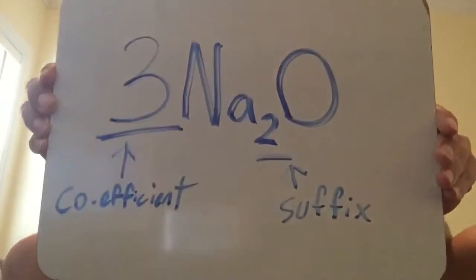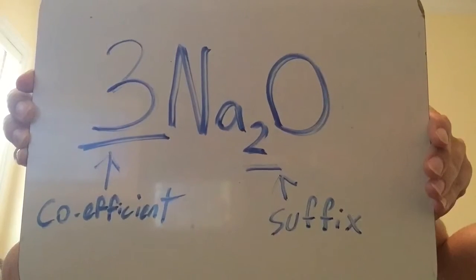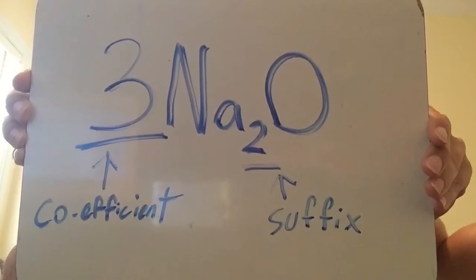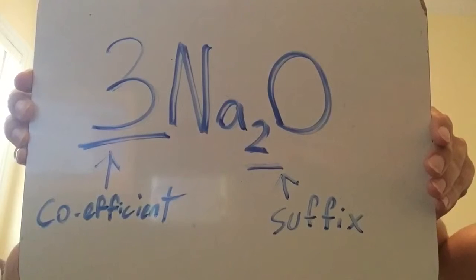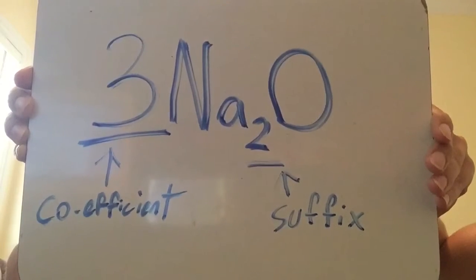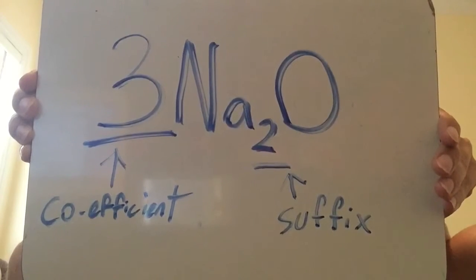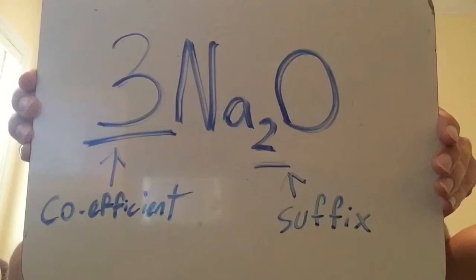Now I'm going to do an explanation on the coefficient and subscript placement in a compound. Here's an example where 3 is the coefficient and 2 is the subscript. Keep in mind, the subscript cannot be changed because you cannot change the amount needed to fill the valence electrons, but the coefficient can always be changed, and it'll need to be changed when balancing equations.